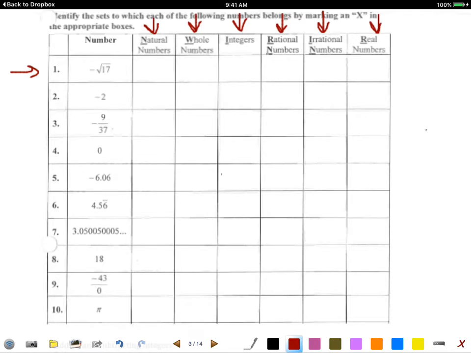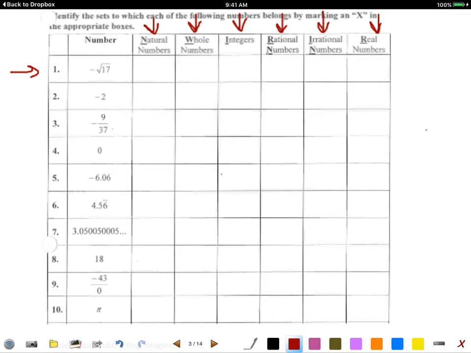Let's look at our natural numbers. Our natural numbers are the numbers that we naturally count by, right? Do we naturally count by negative? When we're naturally counting, do we ever say negative square root of 17? No, so we're not going to put an X in that box. Do we ever say negative 2? No. Negative 9 over 37? No. 0. No. Negative 6.06. No. Who is counting up something and says negative 6.06? That's not going to happen, right? One reason, because when you're counting, you wouldn't be saying negative amount of something, unless you were talking about money maybe being in a hole or something.